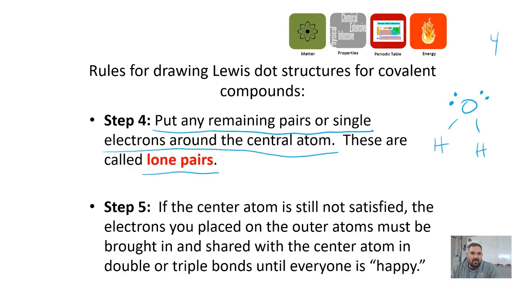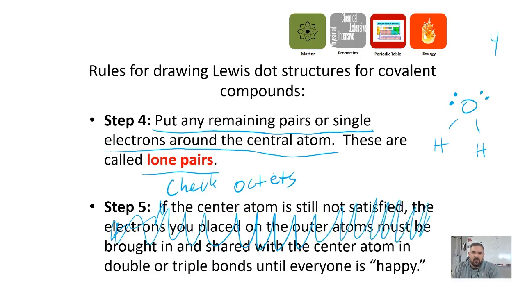All right, and then last step, I want to rewrite the last step. So first thing we're going to do is check octets, which means you basically want to look at every element involved and you want to see its octet. You want to make sure it's happy.